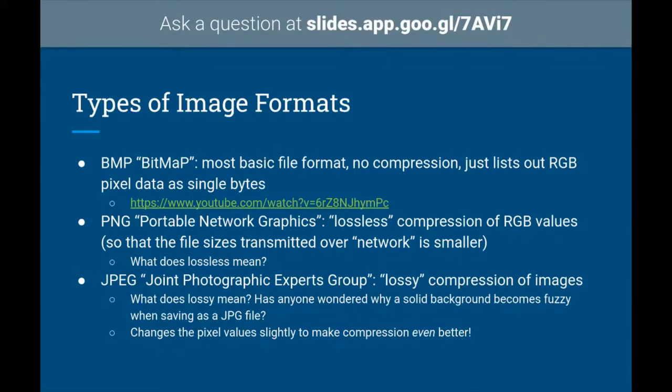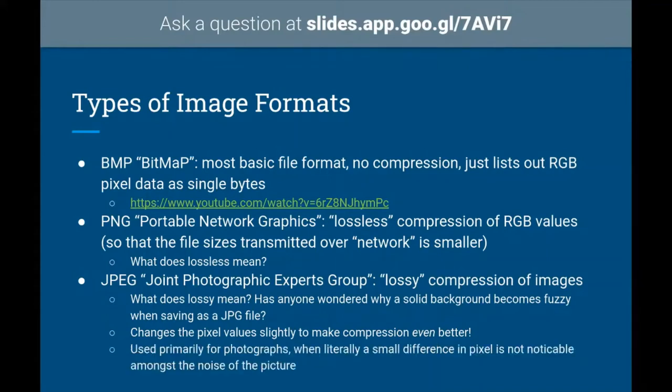Normally when you're looking at actual pictures, let's say I take a picture with my camera, the background is already very noisy, and a little bit of pixel value change won't make a difference. That's the idea. It's mainly used for photographs. If you take a picture, you don't really care about the exact representation of an image.